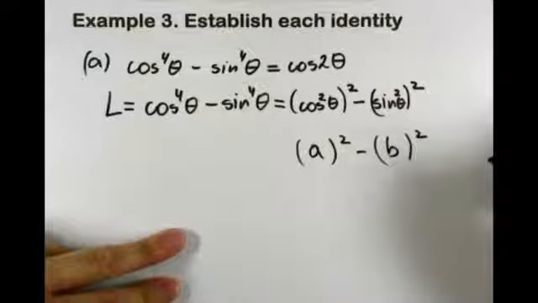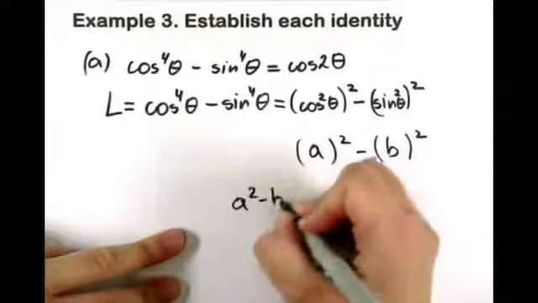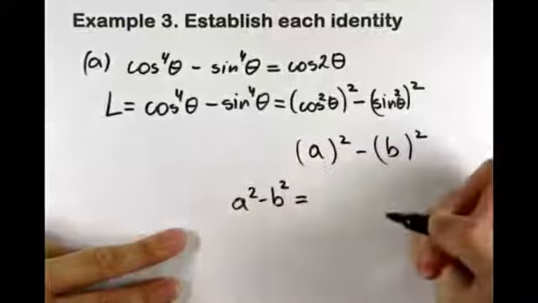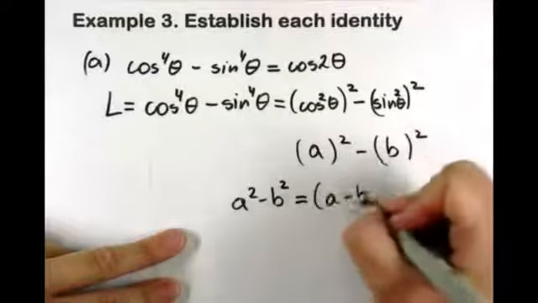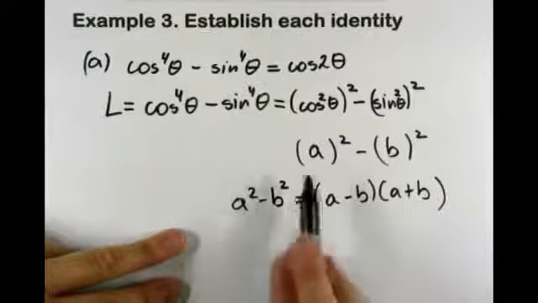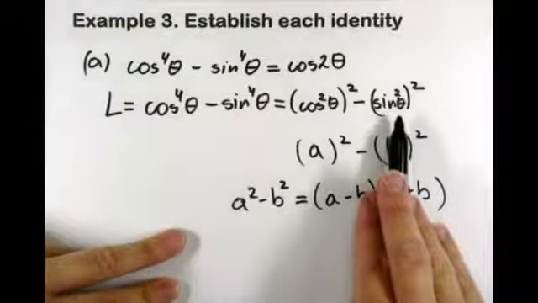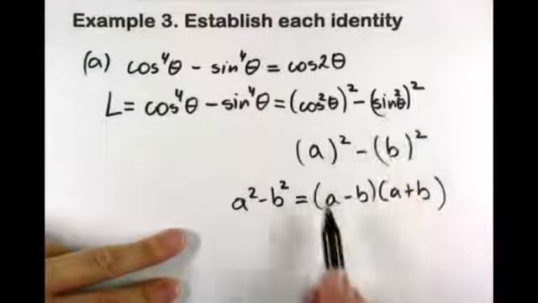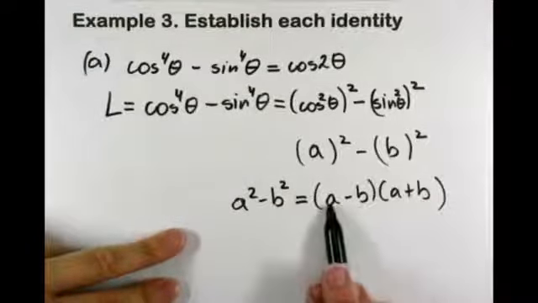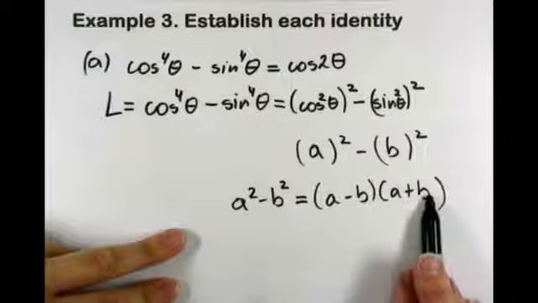How can we factor this? A square minus b square. We had the formula that a square minus b square can be factored as a minus b, a plus b. My a is cos square and my b is sine square. Okay, so we can write this one: cos square, sine square.